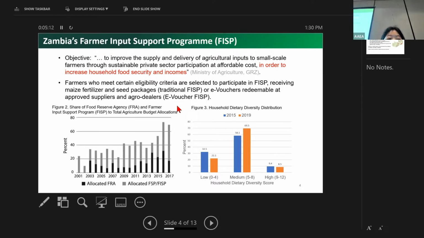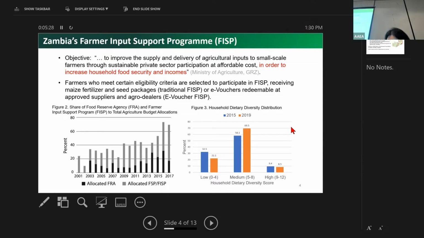So even though Zambia has spent a lot of money on their program, Zambia is still known as one of the most food insecure countries. And here, as you can see, less than 10% of the smallholder households are consuming a well-diversified diet, either in 2015 or 2019.